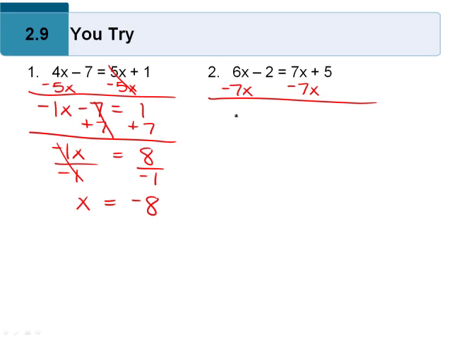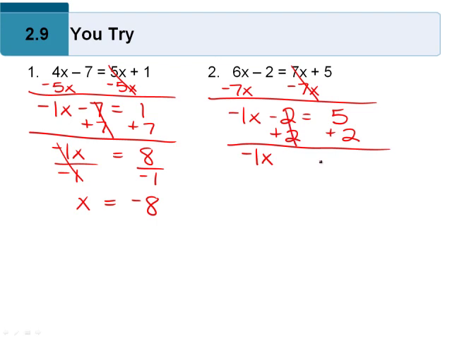6 and negative 7 is negative 1x minus 2 equals 5, because the 7x is canceled. Okay? Don't mess with the negative 1x. I need to get rid of that negative 2. So add 2 to both sides. So negative 1x comes down, and it equals 7. All right? And your last step, use your division. Divide by negative 1 on both sides. So the negative 1's cancel, and x equals negative 7.